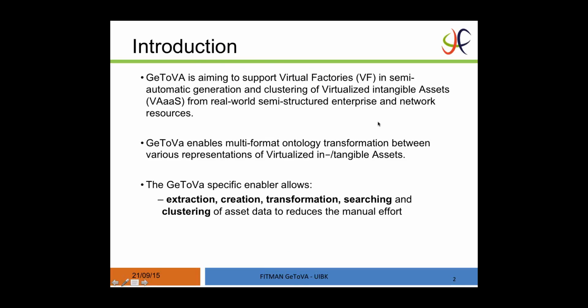GeToVA is aiming to support virtual factories in semi-automatic generation and clustering of virtualized intangible assets from real-world semi-structured enterprise and network resources. So it enables the multi-format ontology transformation between various representations of virtualized intangible assets. This means we are focusing on CVs and on companies, and we provide the ability to extract this information, generate a virtual representation of them, and further we provide the capability to transform them between various formats.